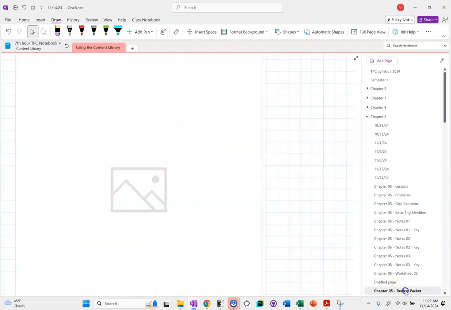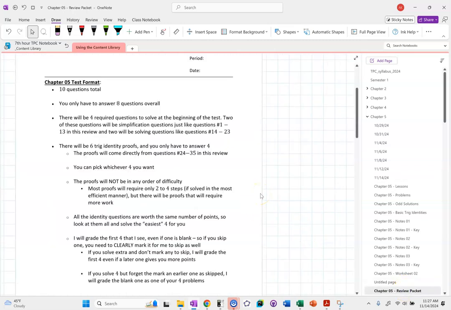Today you guys are going to be working on putting together your half sheet of notes and your review. So just as a reminder, the test format here is a little bit different than the usual. The test will have 10 total questions on it. You're only responsible for answering 8 of them. The first 4 questions are required questions. The first 2 are going to be simplification questions, like the first part of the review.